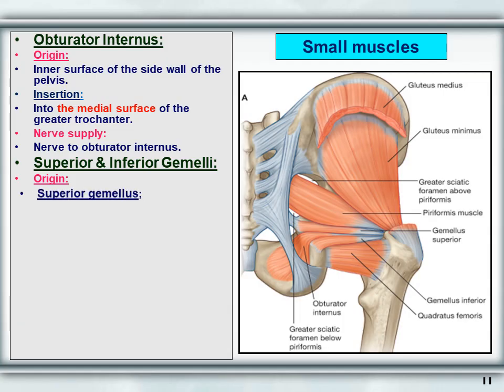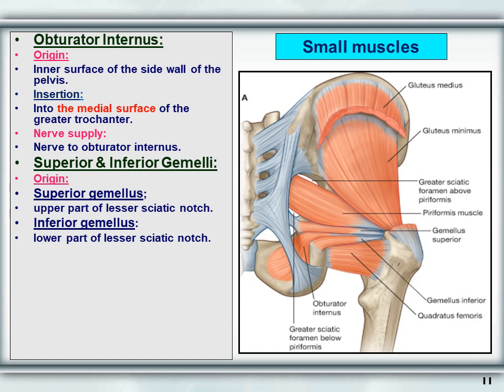The superior and inferior gamma. The origin of the superior gamma muscle is the upper part of the lesser sciatic notch. The inferior gamma originates from the lower part of the lesser sciatic notch.